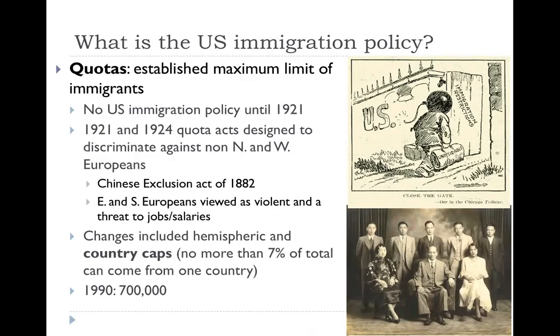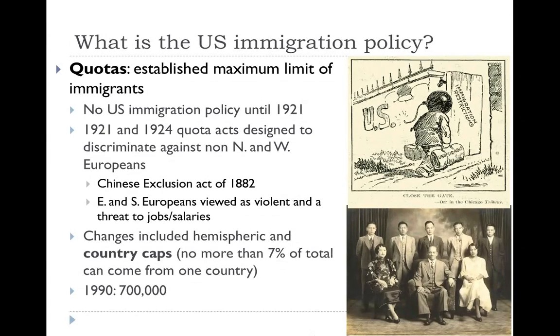And so we have a history of trying to exclude different groups from coming to the United States. In 1882, there was what they called the Chinese Exclusion Act, which was a policy put in place to stop Chinese immigrants from coming here. We look at both Eastern and Southern Europeans were viewed as more violent and threats to jobs and salaries. So there were quotas put in place against people from Eastern and Southern Europe historically.